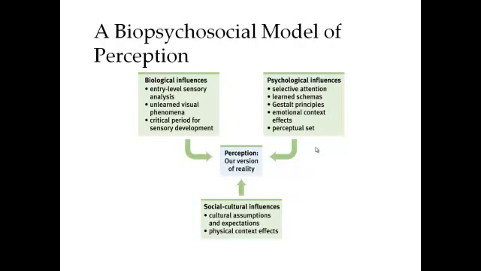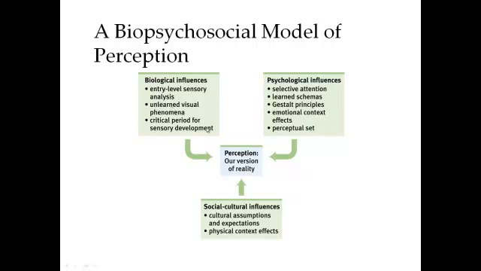So bottom line here, if you look at perception, the biopsychosocial model applies here as well. There are biological influences, there are psychological influences, and there are social and cultural influences that determine what we are perceiving, our version of reality. Okay, so this is the connection between sensation and perception, seeing how our perception is our view of reality.